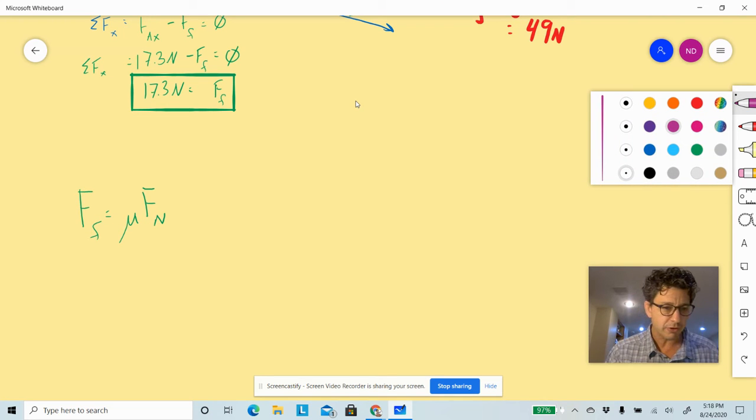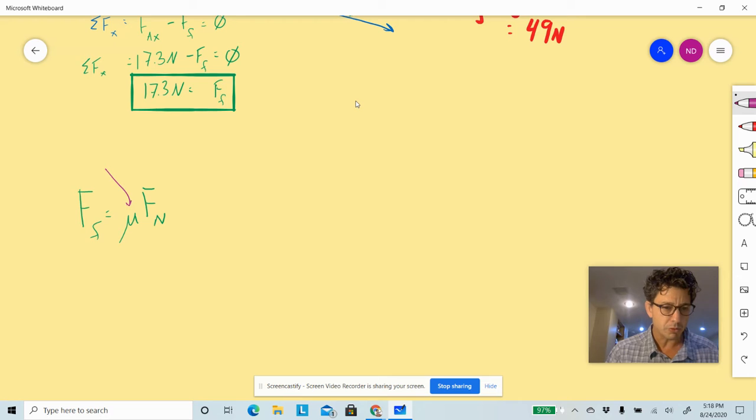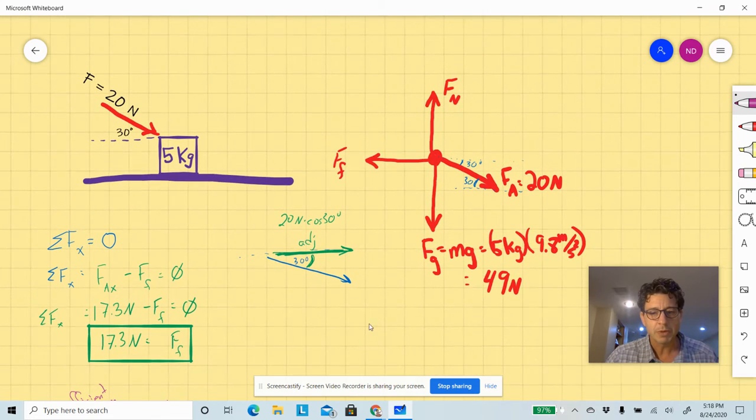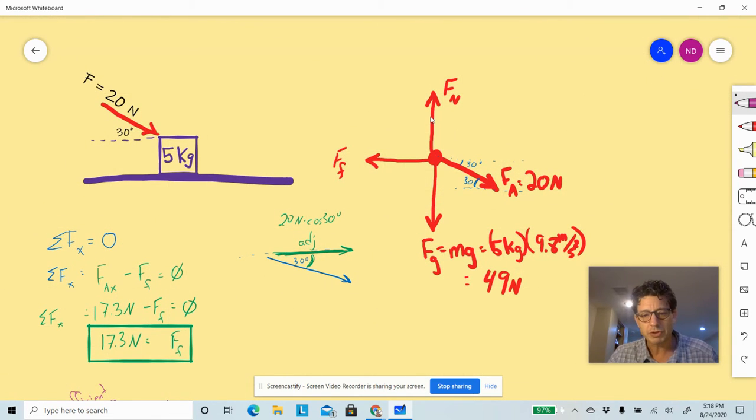This is mu, Greek letter mu, and that's the symbol for the coefficient of friction. And this is the normal force, the support force, how much the ground is pushing up. Force spelled that way.